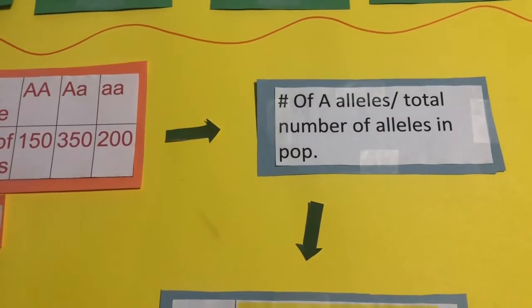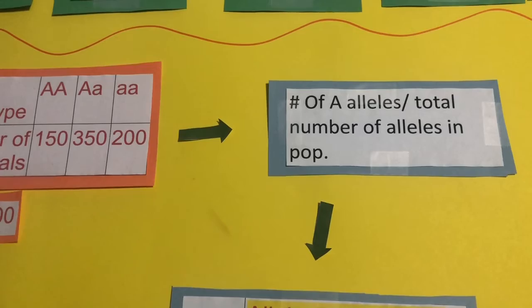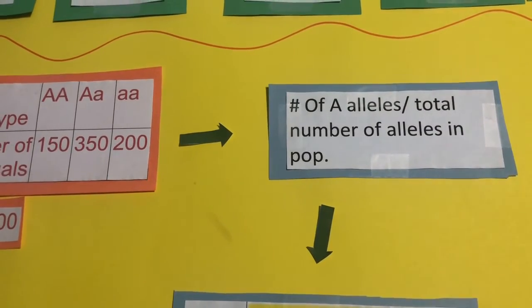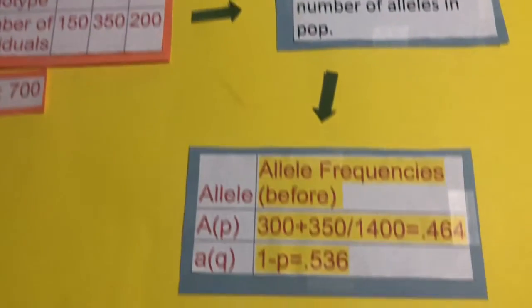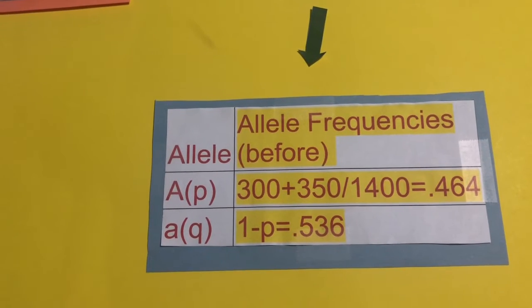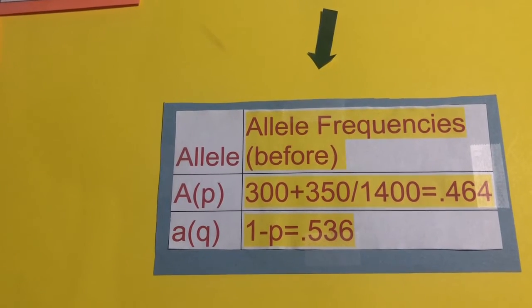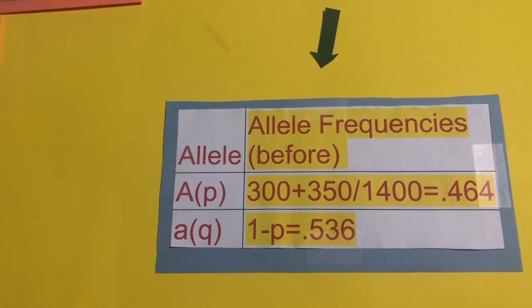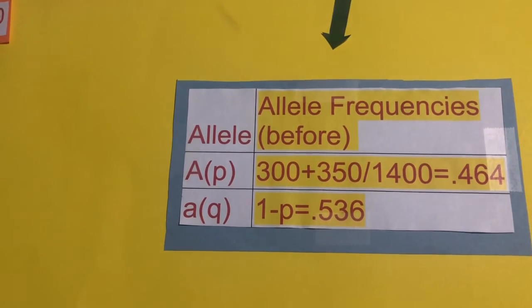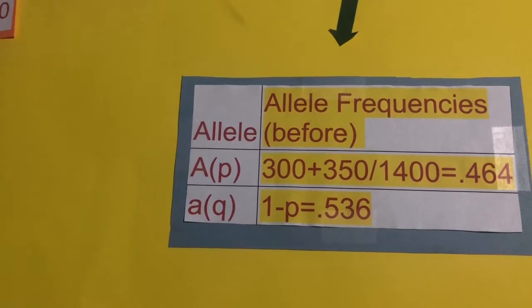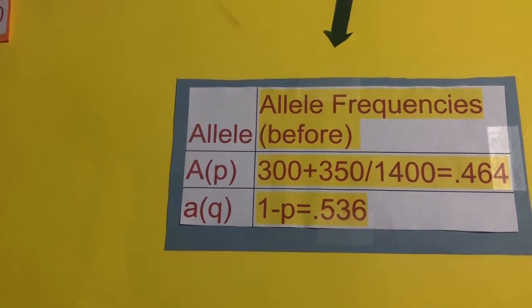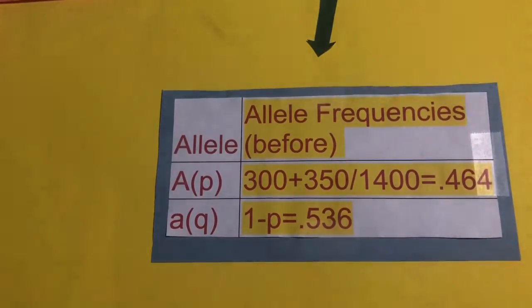To calculate allele frequencies, you can calculate the total number of A alleles and divide by the total number of alleles in the population. So for the frequency of the big A allele, you can do 2 times 150 plus 350, and divide by 700 times 2, because each individual is diploid. To get the frequency of the little a allele, you can subtract the frequency of the big A allele from 1, because the alleles must equal 1.